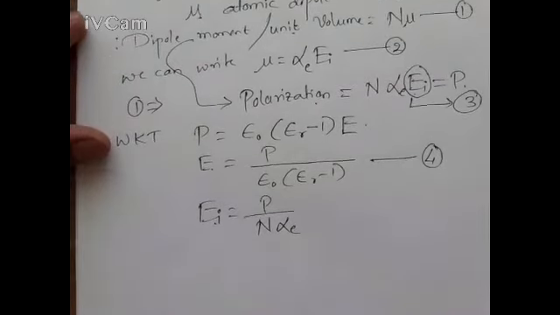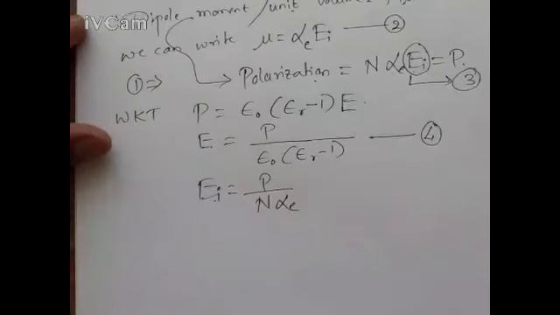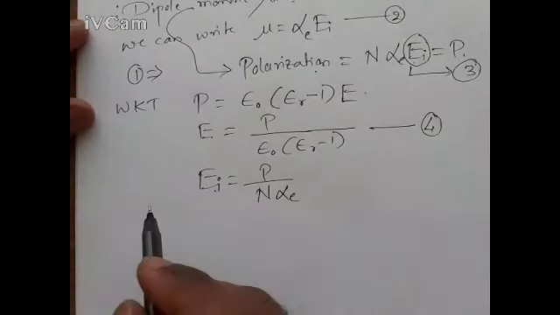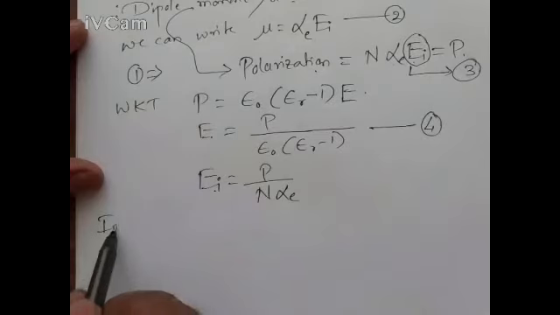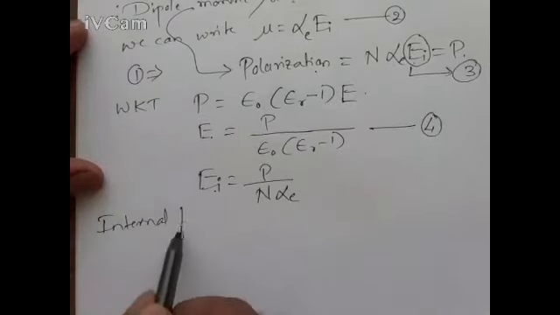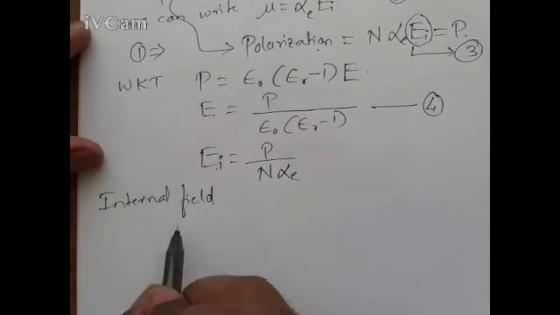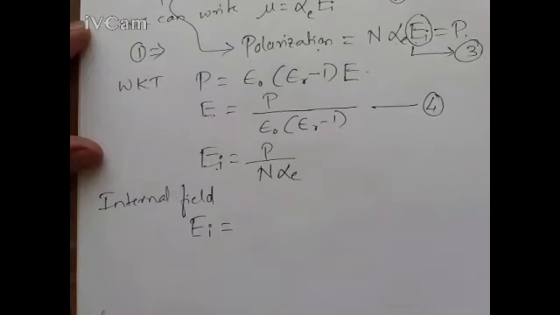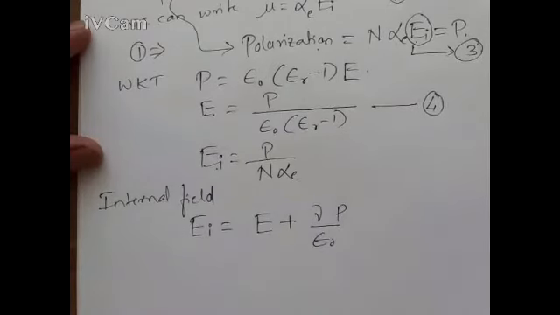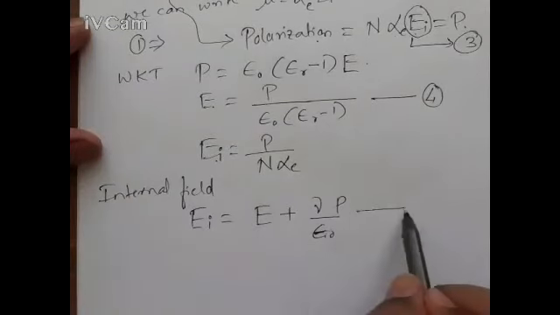Equation for the internal field, just now I have solved that equation. The internal field for the 3-dimensional case is given as Ei is equal to E plus gamma divided by epsilon naught into P. I told you to remember this because we are going to use it in this equation. This is equation number 5.